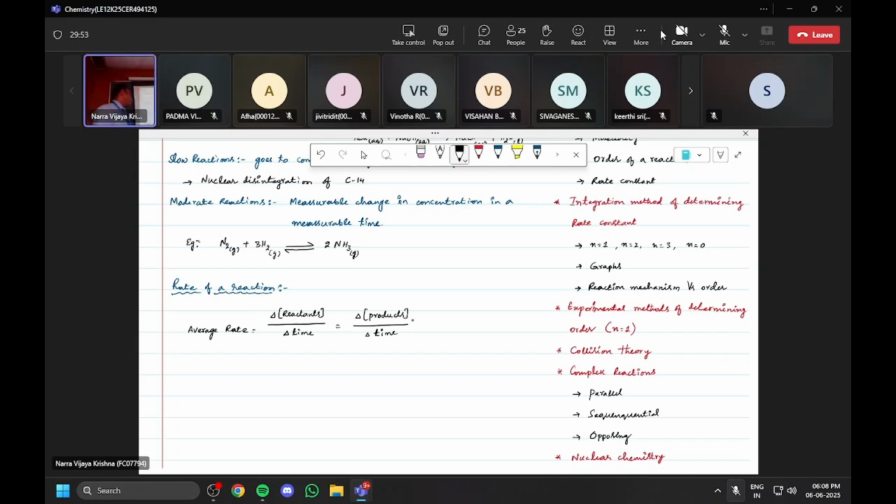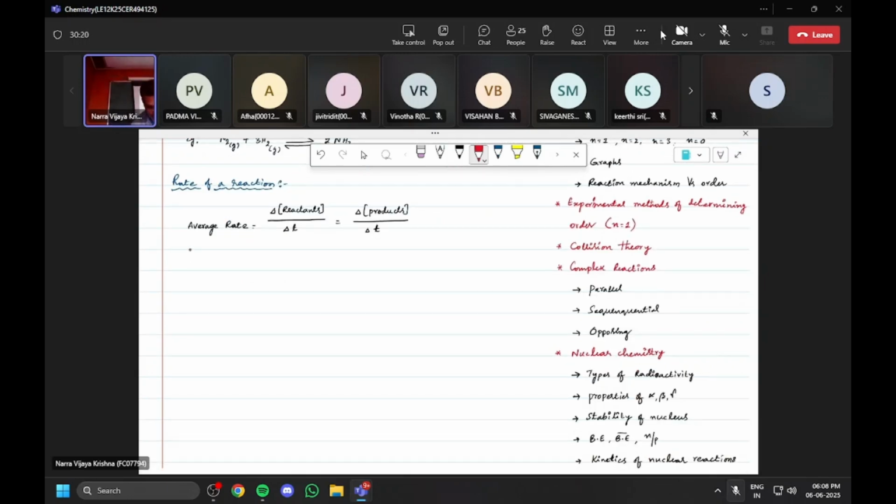We can write the change in time simply as delta T. Per unit change in time, what is the change in concentration of reactants or of products? We call it the average rate. What happens to concentration as a reaction proceeds? The concentration of reactant decreases, product increases.